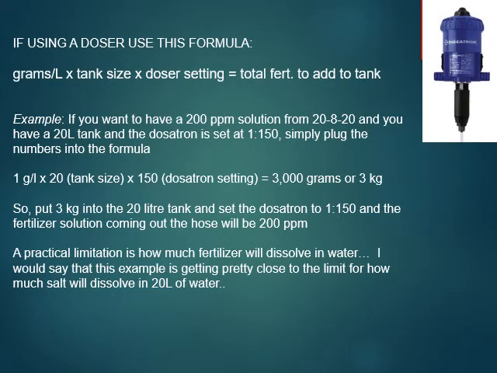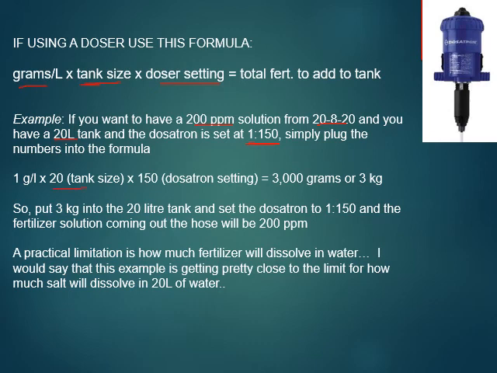So here's an example. A lot of writing here, sorry, let's just work through it. The formula we're talking about would be grams per liter times the tank size times the doser setting. We've done our first calculation. We know it's 1 gram per liter. Now we know the size of the tank. Let's say it's 20 liters. So the question: if you want to have 200 ppm of 20-20-20 and you have a 20 liter tank and your dosage you want to set to 1 to 150, I threw a different number in there to monkey wrench for you. So we plug the numbers in, right?